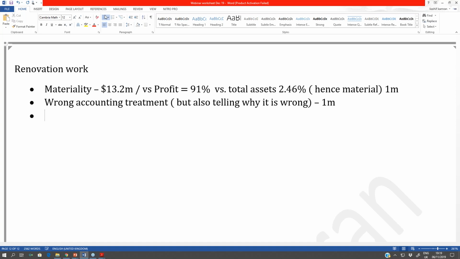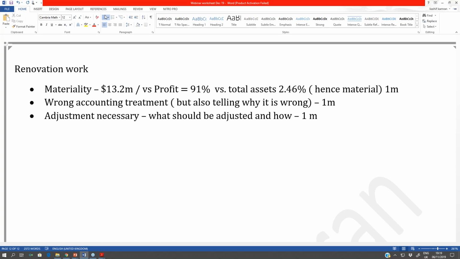the adjustment necessary. And you tell management what should be adjusted and how. So you will tell management what should be adjusted and how. You should be adjusting your expenses, right? And you should be adjusting your assets. And that adjustment will increase your profits. So what should be adjusted and how will give you one mark.